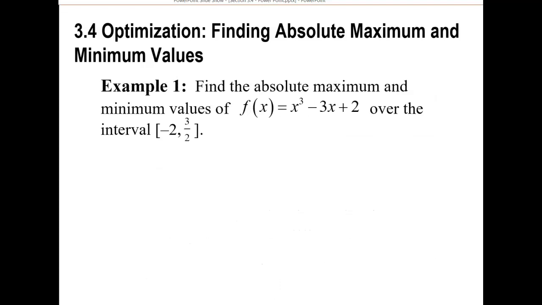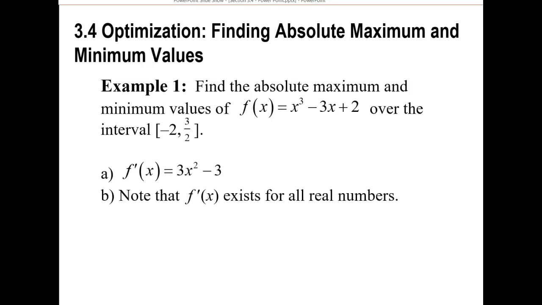All right, so first example. Find the absolute maximum and minimum values of this function over the interval [-2, 3/2]. The first step, find f prime. Our first derivative of this function is 3x squared minus 3. That exists for all real numbers, so we will just set it equal to 0 to locate our critical values. If I add 3 to both sides, divide both sides by 3, and then square root both sides, my critical values are plus and minus 1.